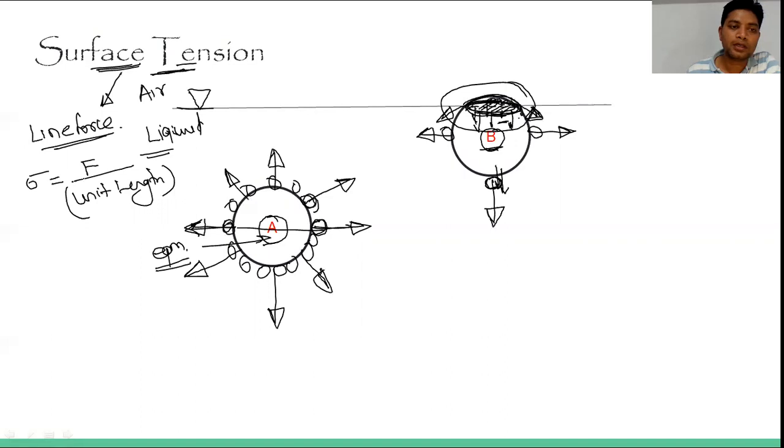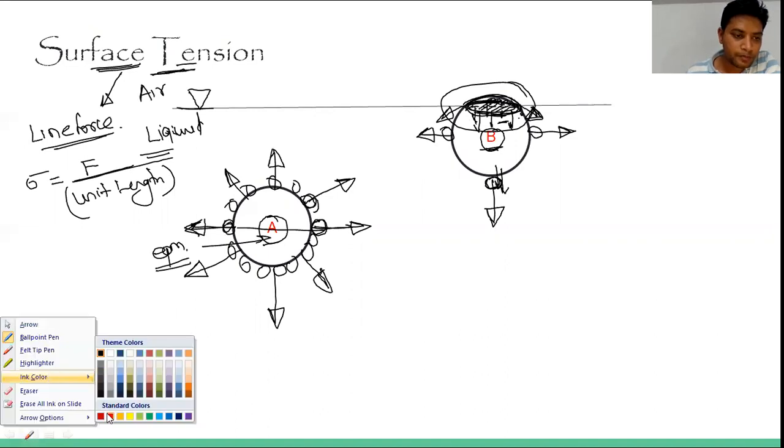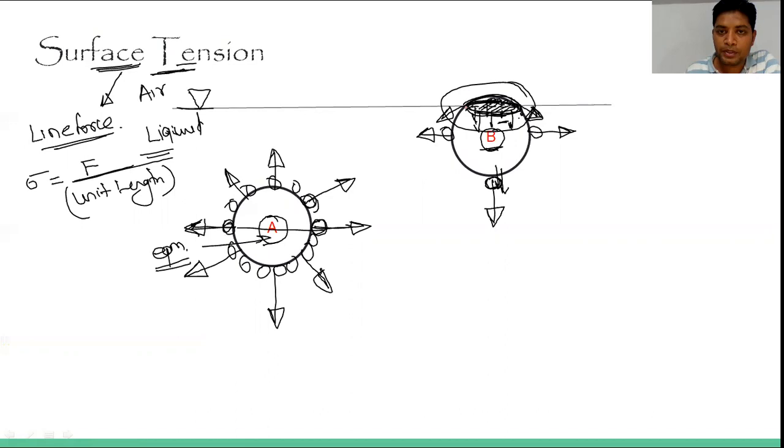The length over which this force is acting, that is the length. If we talk about this one, this length will start from this periphery, whatever the periphery is there. If I explain it in another form, in another figure like this one, this will be the interface, and you can compare this one.